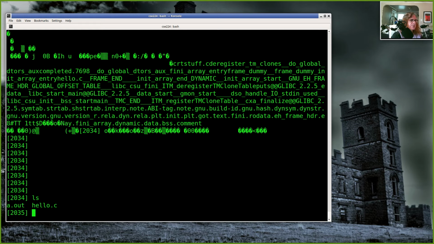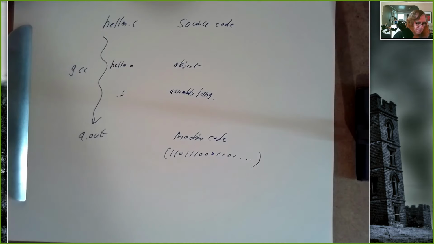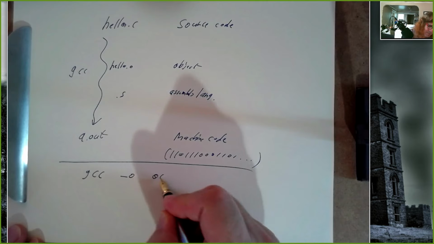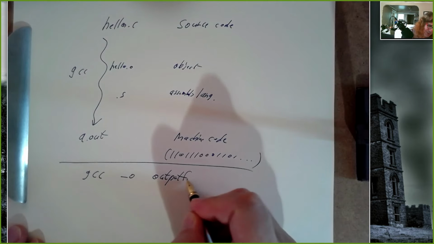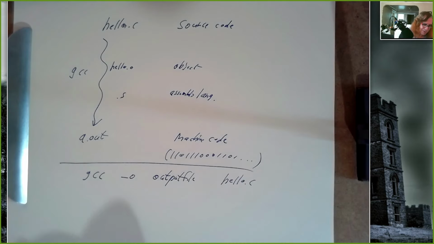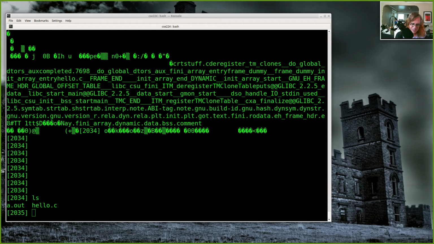All right, so what can we do about that? Well, we can put a switch on gcc. So when we say gcc, we can say gcc -o, and we can put in the name of an output file, and then we can put in the name of the thing we want to compile. So for example, gcc -o hello hello.c.